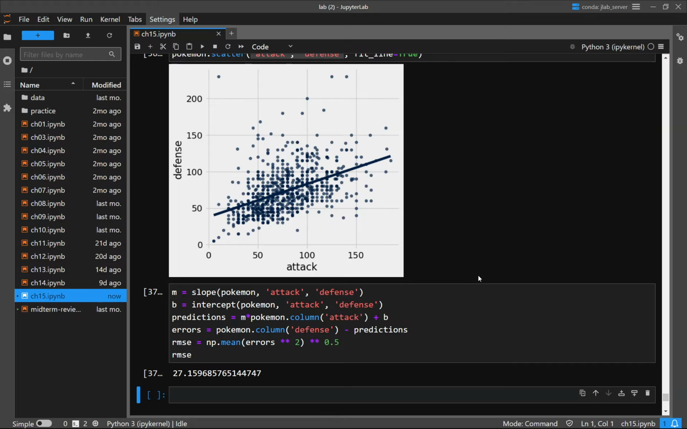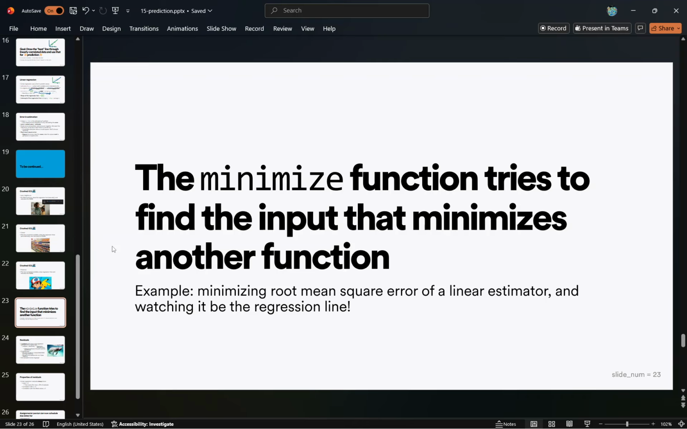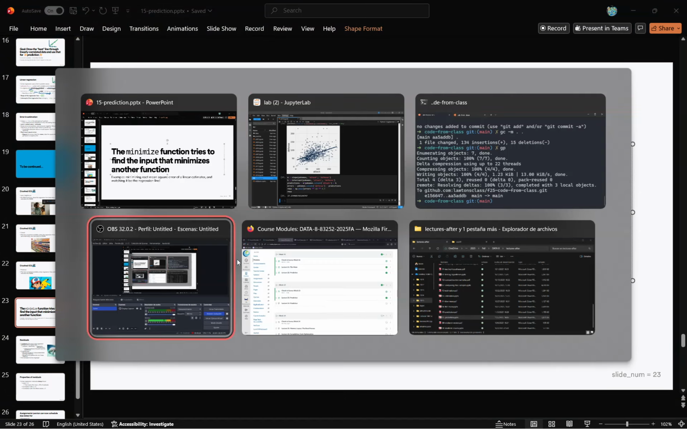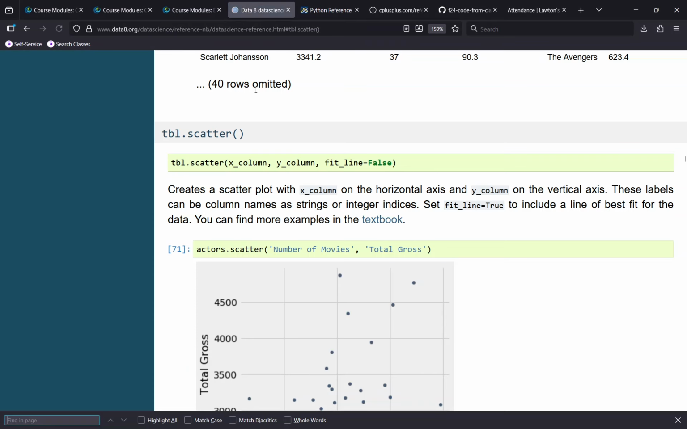Not horrible, right? So yeah, let me show you some cool stuff. There's a function in our data science library called minimize, and it takes a function and gives you the inputs that produce the minimum value for that function. It's really cool, really fancy and fun. It's called minimize.